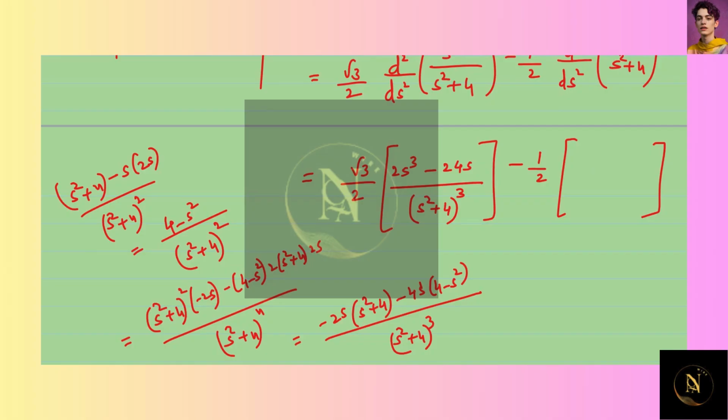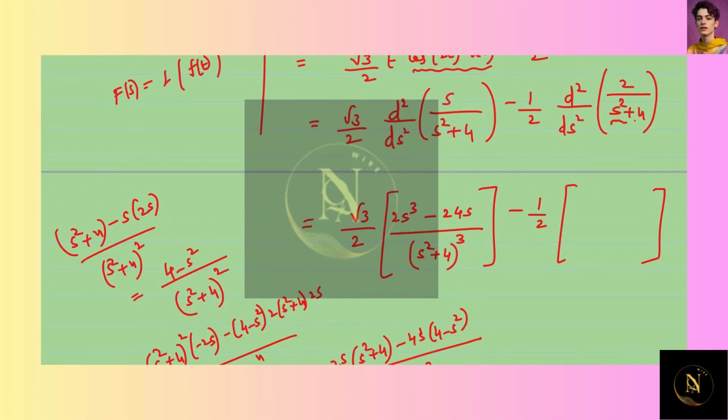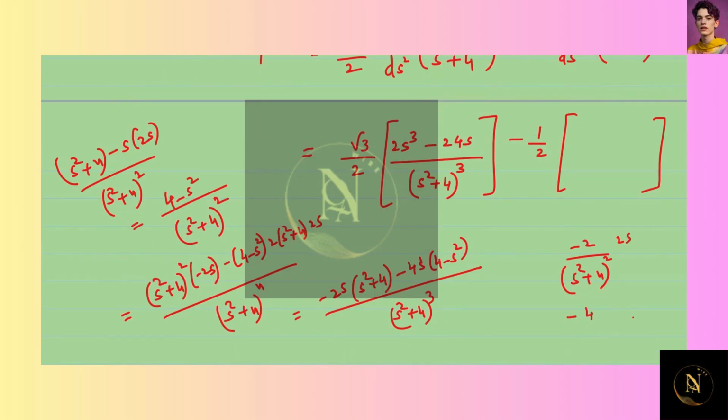And how about this thing? So this double derivative, let's calculate. What is the single derivative of it? The single derivative is minus 2 by (s square plus 4) whole square into 2s. So basically the single derivative is minus 4s by (s square plus 4) whole square.